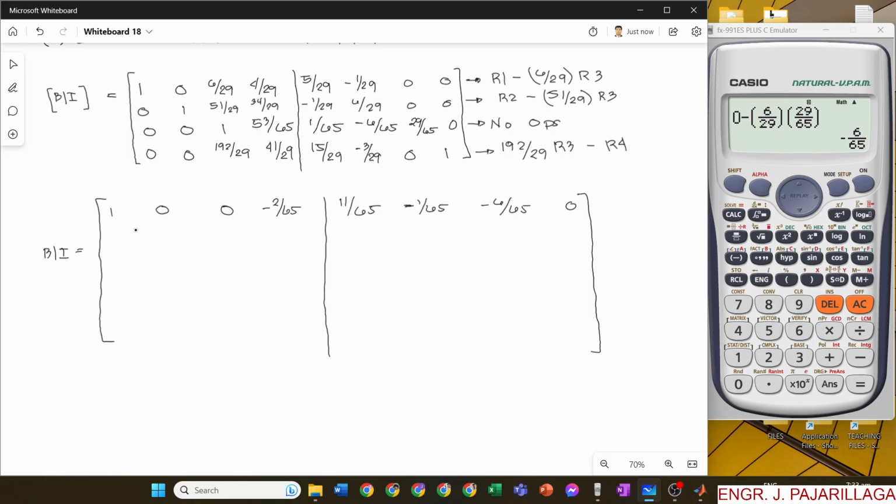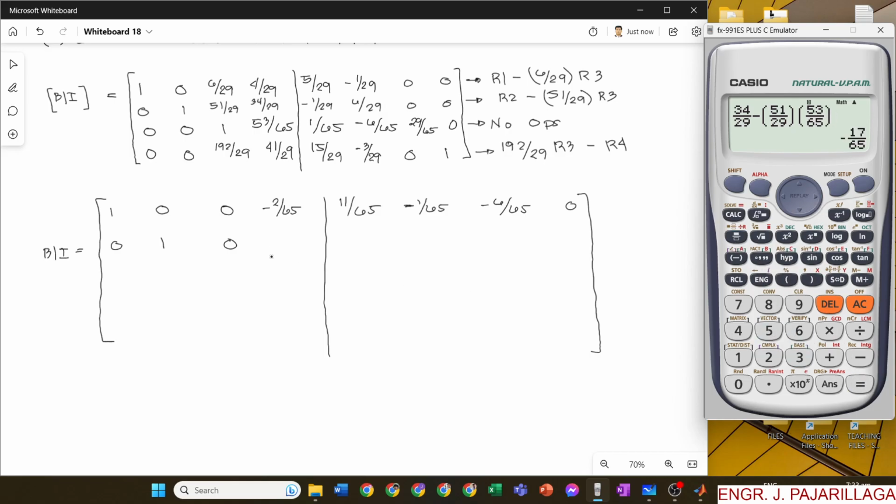Next is we have row 2 minus 51 over 29, row 3. So these are both 0, so this will become 0. 1 minus 0 is 1. And then we have here 51 over 29 minus 51 over 29 multiplied by 1 is 0. And then dito meron tayong 34 over 29 minus 51 over 29. And then let's multiply this by 53 over 65.